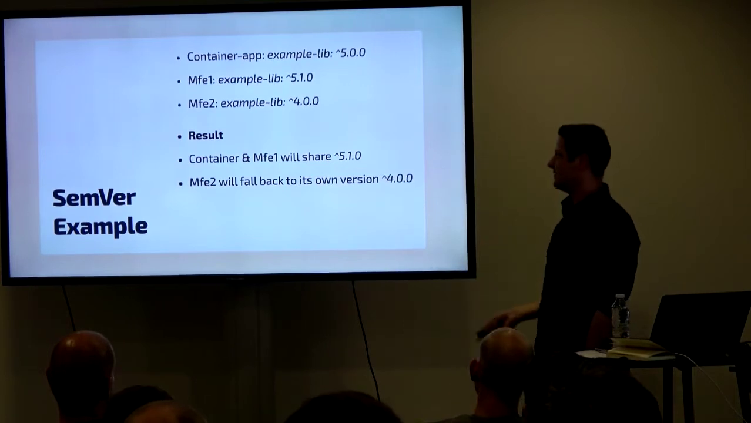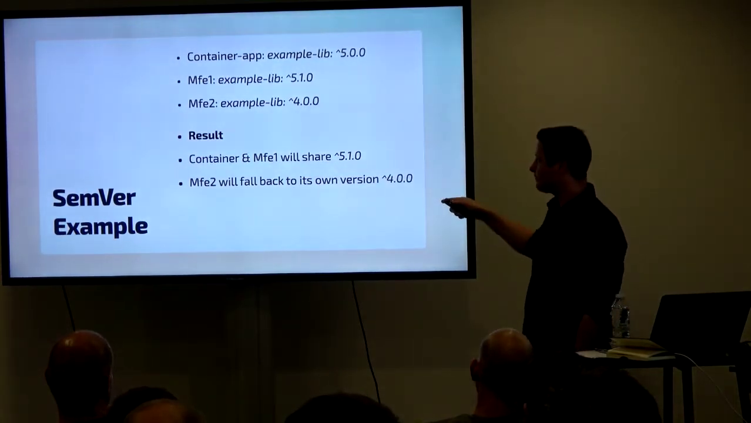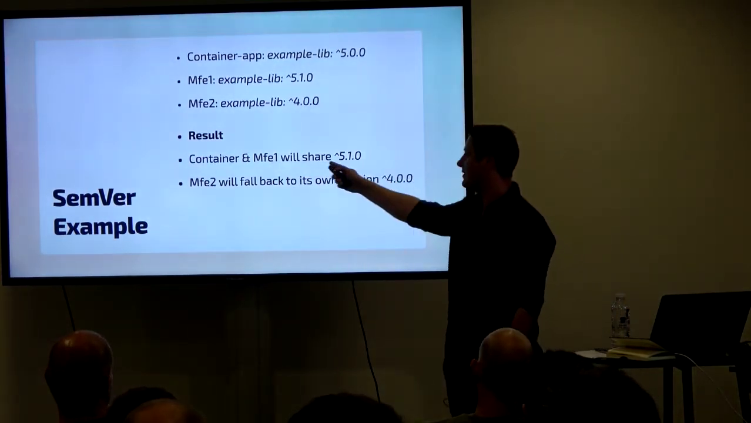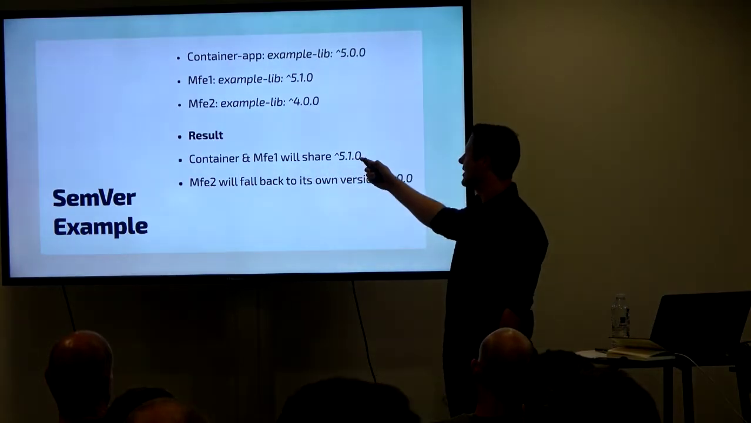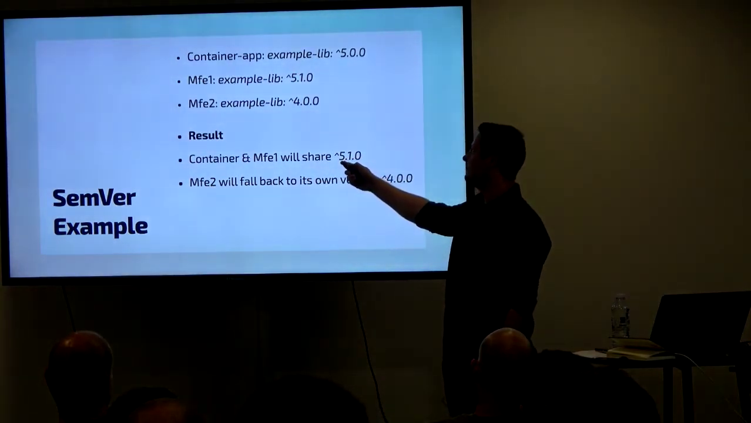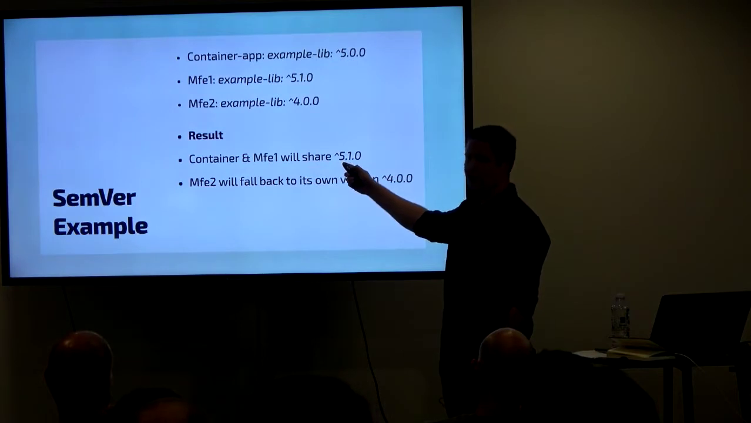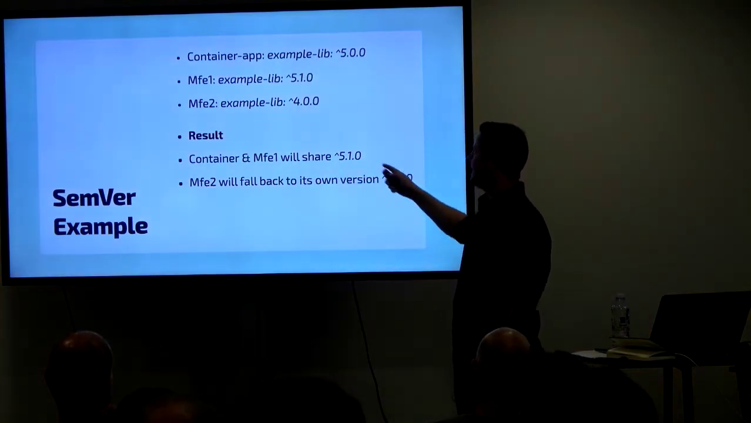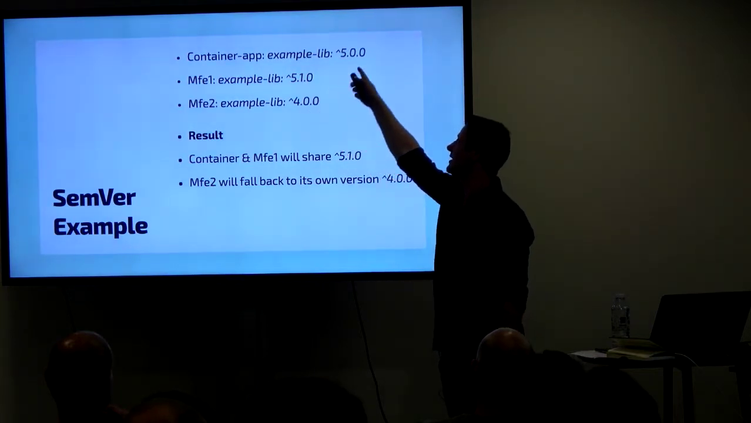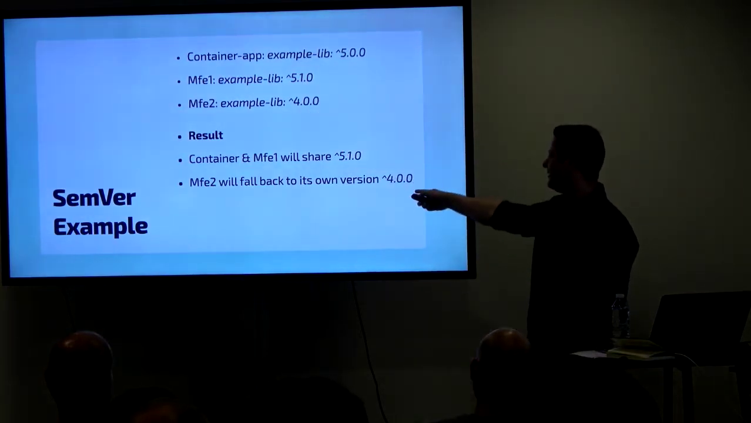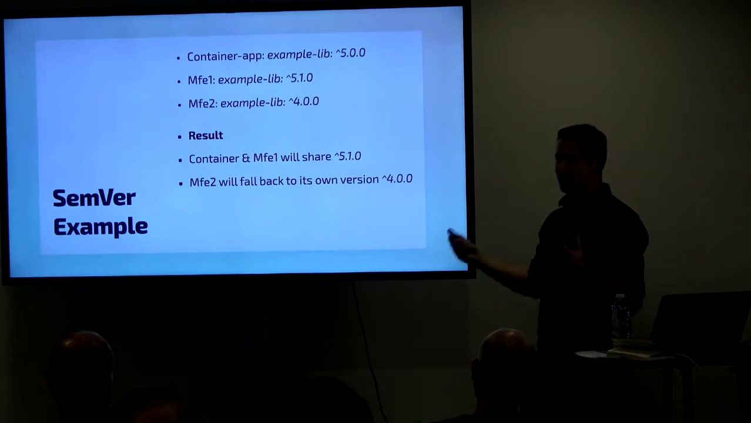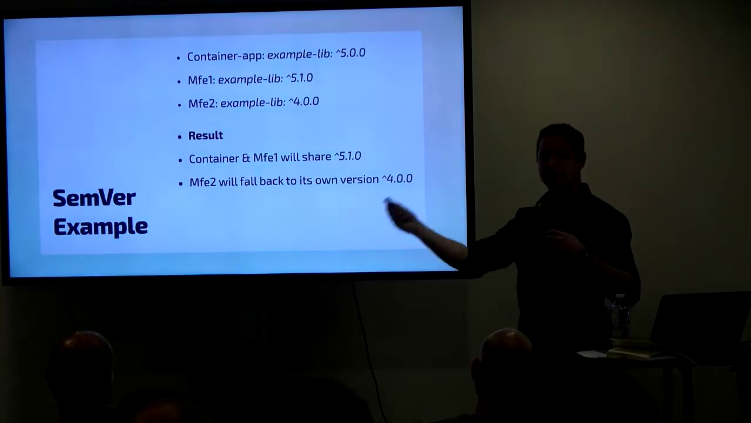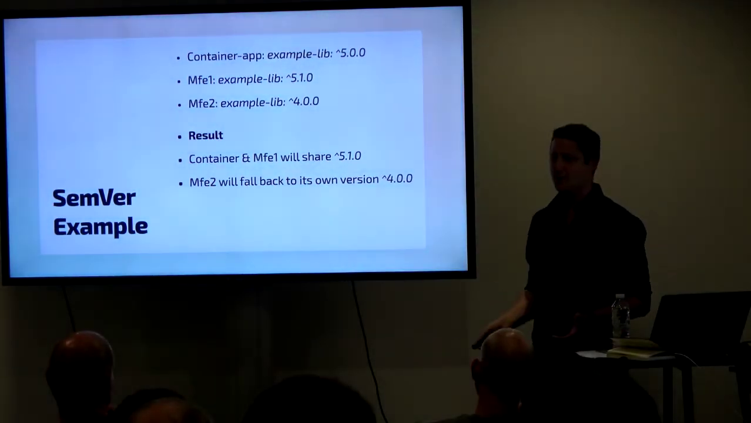And if you have specified it to share it, then the container and the micro frontend 1 will try to share the major version, so 5.1.0, and it will try to get the highest possible version. And as MFE2 doesn't share the major version, it has a 4.0.0, it will fall back to its own version, so that will actually get loaded dynamically. You won't have to do anything.